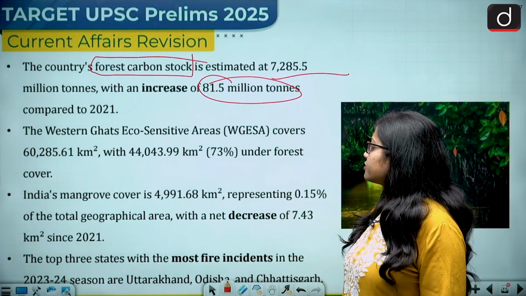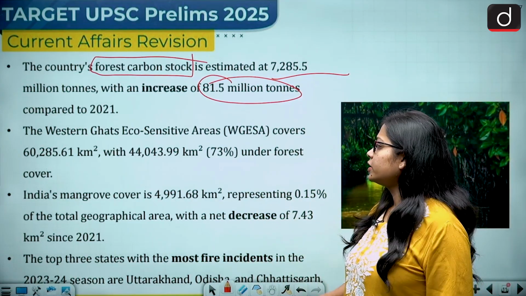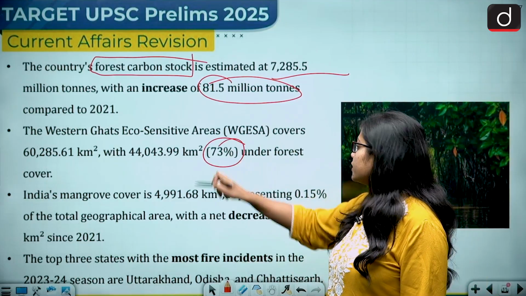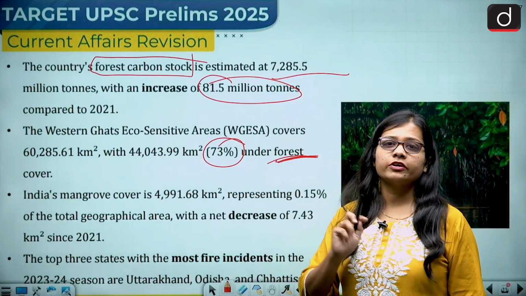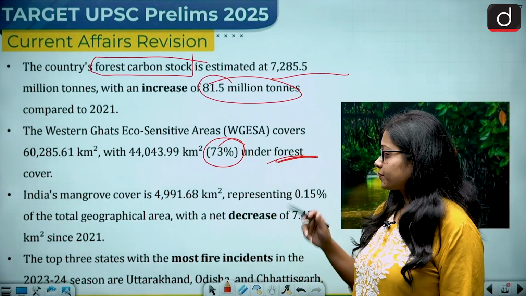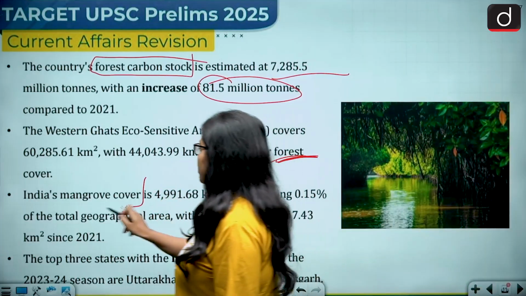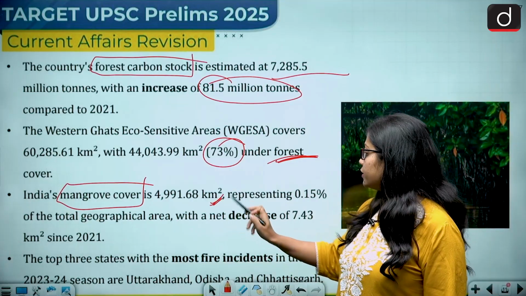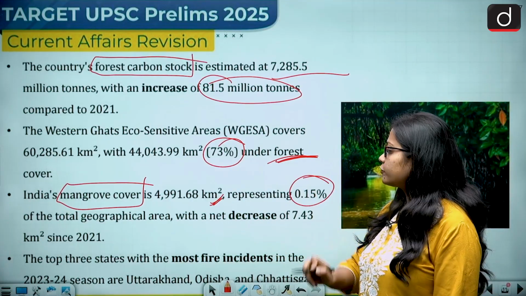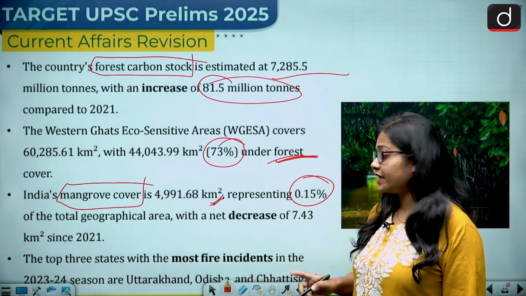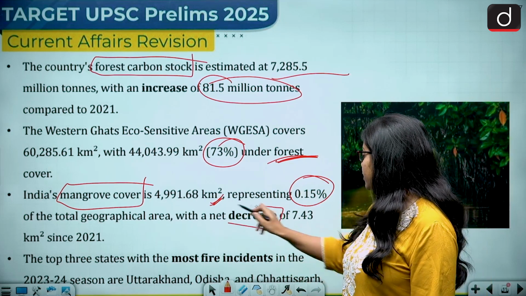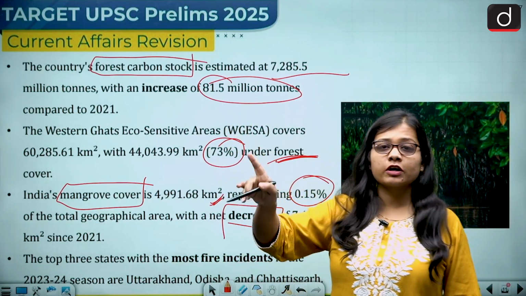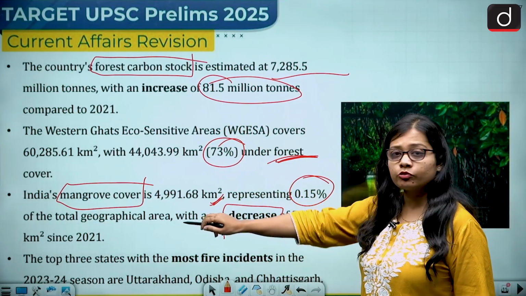Then the Western Ghats eco-sensitive area covers around 60,285 square kilometers, with around 73% under forest cover. Then if we talk about mangrove cover, the mangrove cover of India is around 4,991 square kilometers. This represents 0.15% of the total geographical area, with a net decrease of 7.43 square kilometers since 2021. So the mangrove cover is on a decline as compared to 2021.